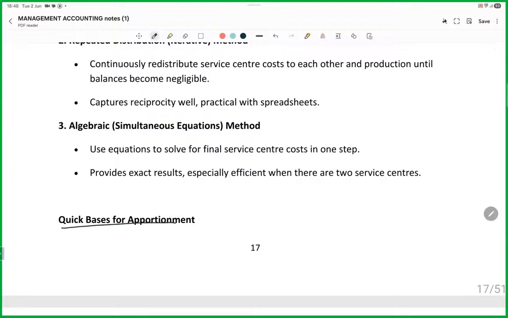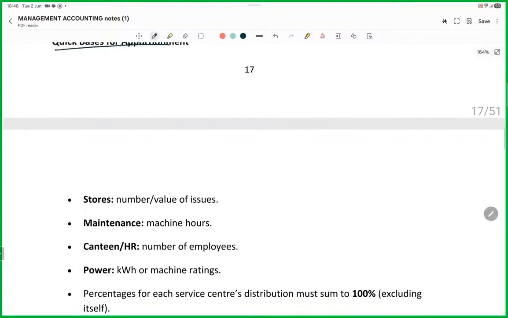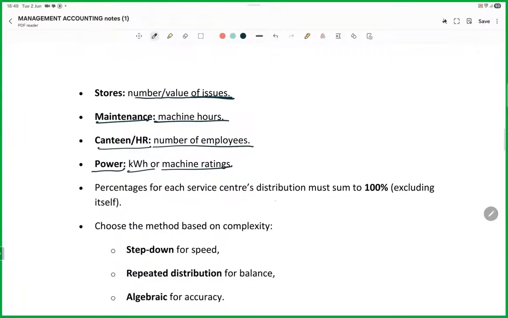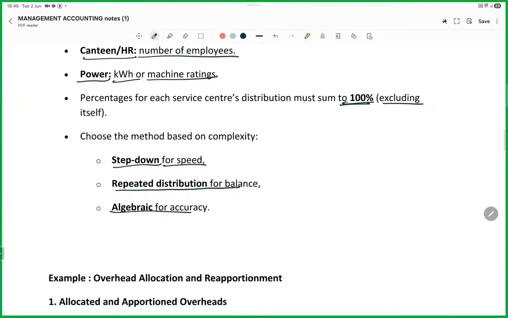Quick basis for apportionment. Whenever it comes to apportioning overheads from stores, you shall use the number or value of materials issued. How many materials were issued from the store? Maintenance, machine hours. Canteen, number of employees. Power, kilowatts or machine ratings. Percentages for each service center distribution must sum to 100%, excluding itself. Choose the method based on complexity. Step down for speed, repeated distribution for balance, algebraic for accuracy. So algebraic is the most accurate.